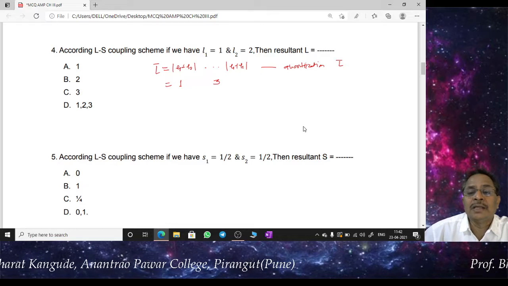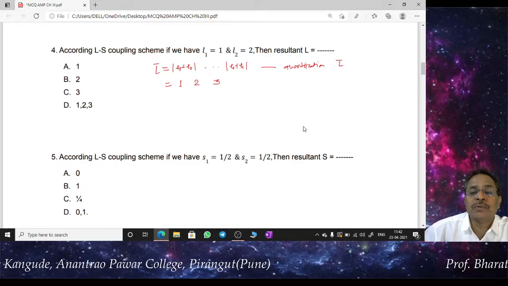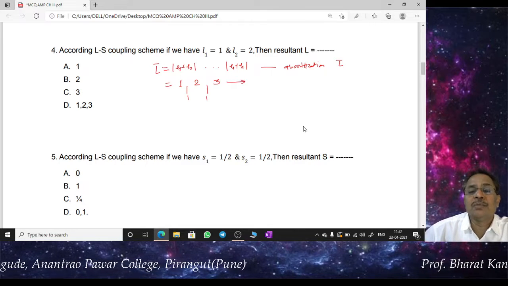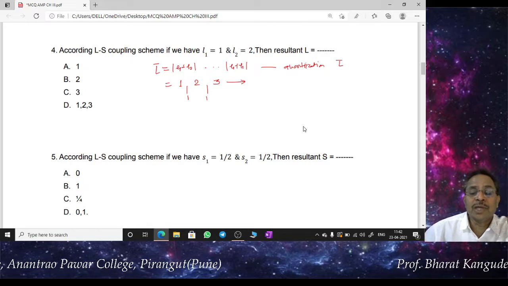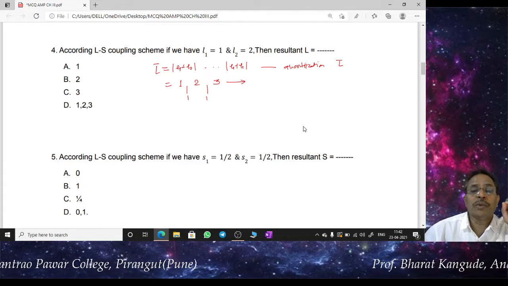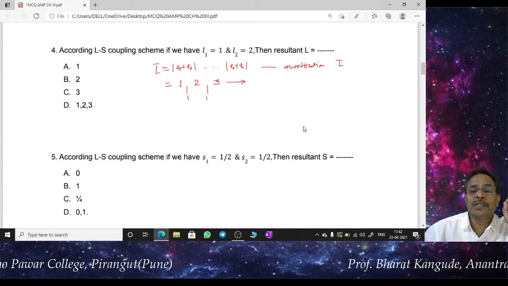And 1 and 3 are separated by 2, so in between, two values are possible. The difference here is 1, the difference here is 1. Therefore, these are the three possible values of capital L bar when L1 and L2 are added together vectorially. So vector addition of L1 and L2 gives you three possible values, that is shown by this particular diagram.